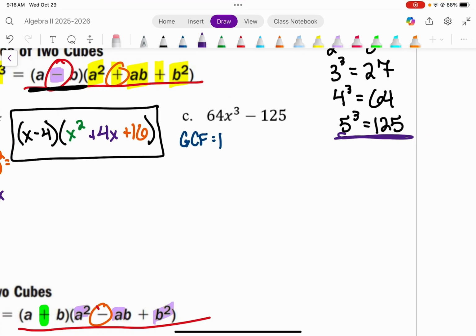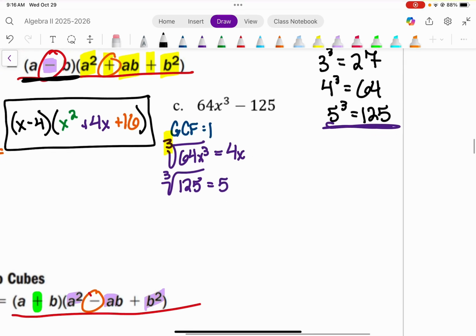This one, when we find our a and our b value, we're going to do the cubed root. So make sure you put that little 3 here because cubed root and squared root are different. And the cubed root of 64x cubed is going to be 4x. And then our cubed root of 125 equals 5. And again, the last video showed the calculator, how you can do that if you don't know how to do the trees.